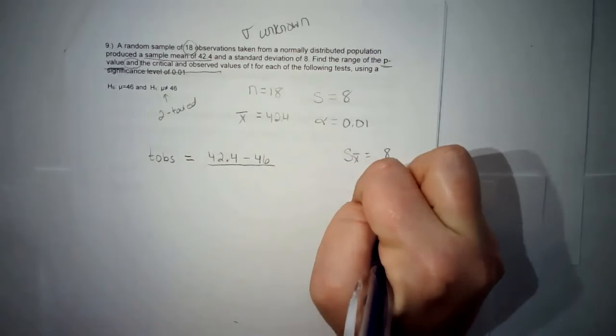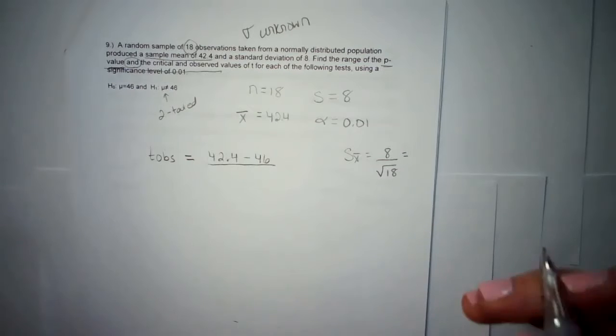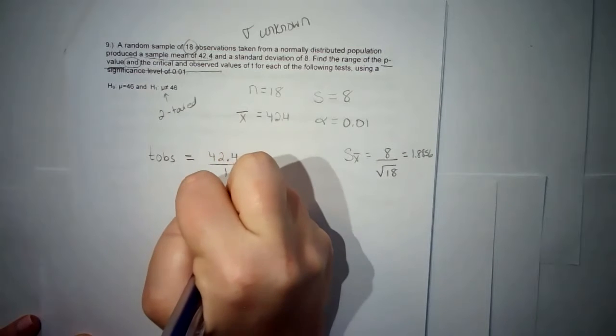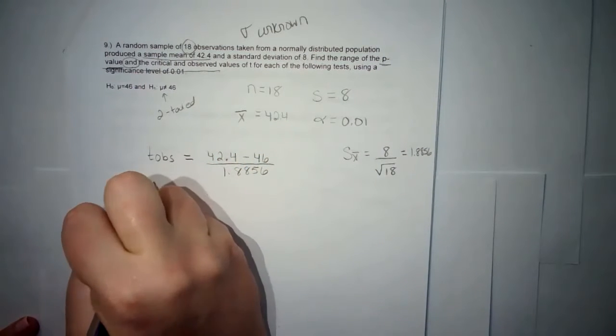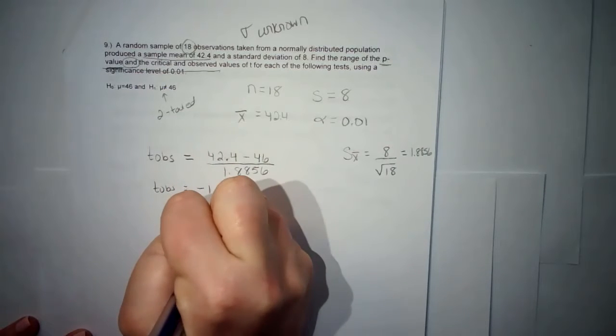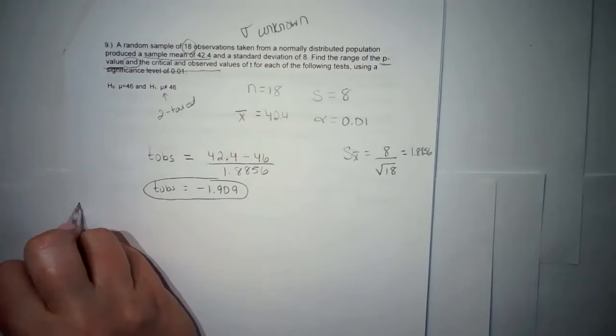So let's see, we're going to have 8 divided by square root of 18. I think I got 1.8856. Okay, so that's what's going to go down here. There we go. Okay, and my T observed then is negative 1.090. Okay, there's my T observed. Now that I have that, I can go and look at each approach and figure out which approach that I'm going to use. So why don't we do the p-value approach first?